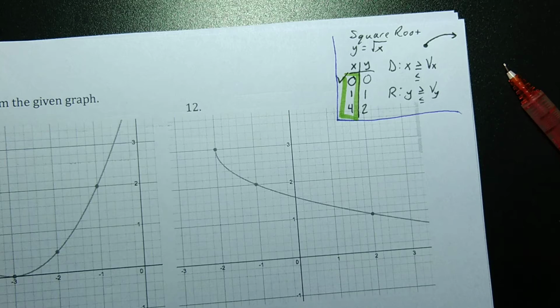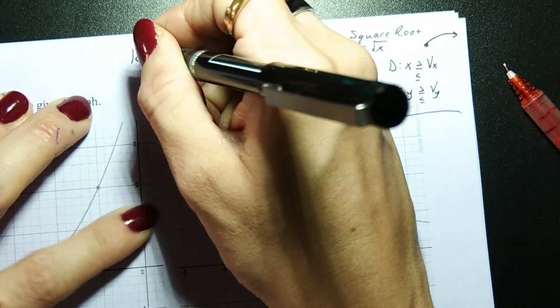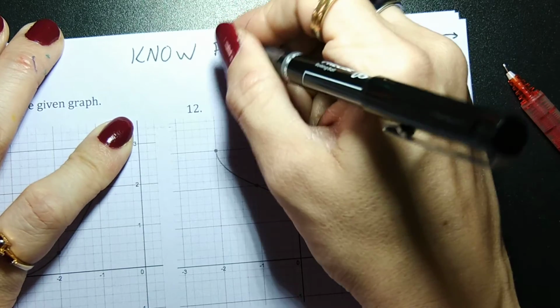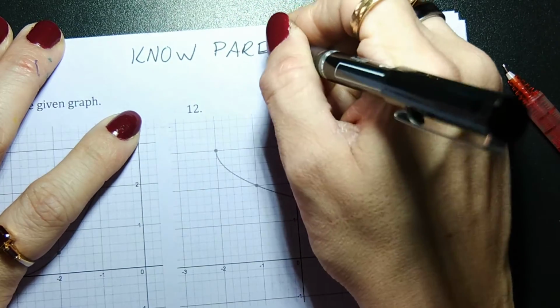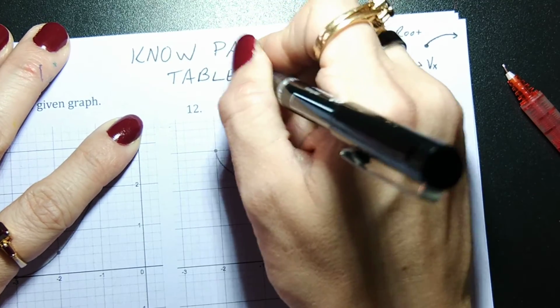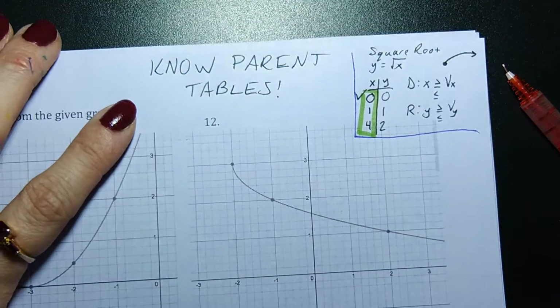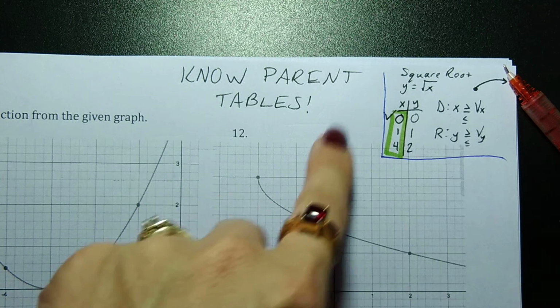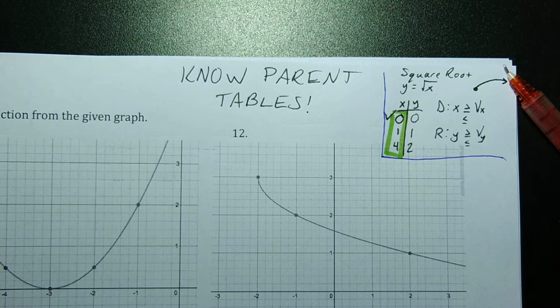So what you need to know, like be sure you know for this section, is the parent tables. That is going to be required work when you are showing how to transform these without using your calculator. And when I say without using your calculator, you can still use your calculator. It's just you need to show me that you didn't just use your calculator or grapher, that you actually know how to make the transformations work with the table.